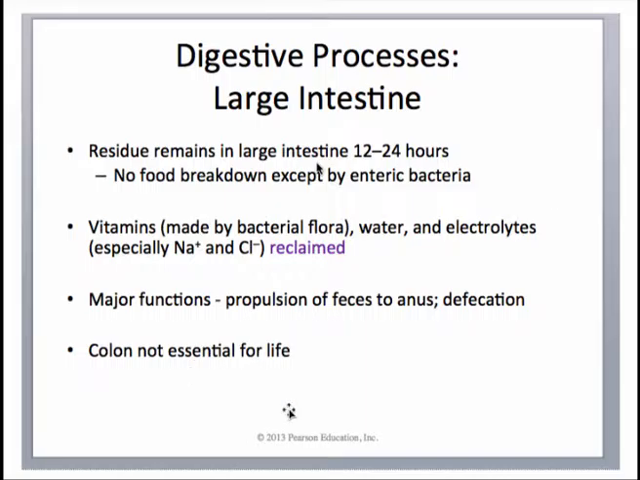So really the major functions of the large intestine is to propel the feces to the anus, and then defecation is expulsion of the feces from the body. The colon actually isn't necessary or essential for life. There are ways to eliminate without it.